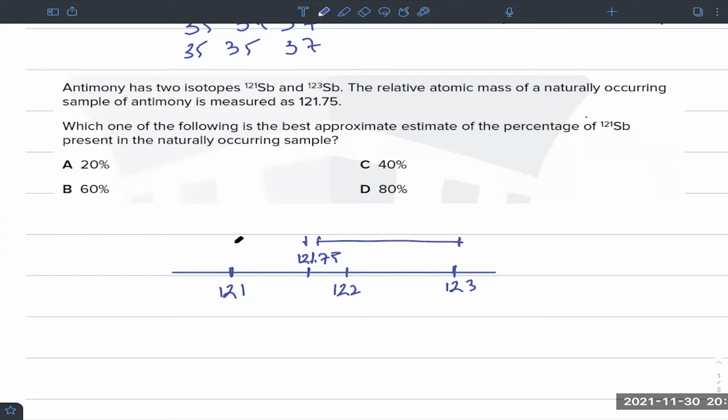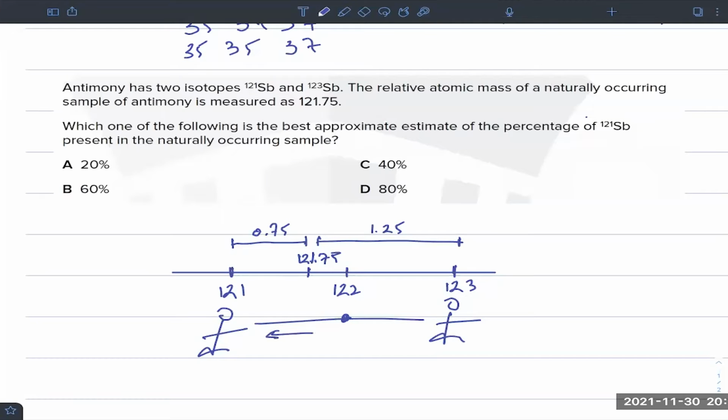How far is this from this, and how far is this from this? So this is 0.75 and this is 1.25. Okay, that is how far they are. Now, think of it like a tug of war. There is one team here and one team here, and they're pulling on the mean. If they're 50-50, the pull will be in the middle. But if this guy is pulling it more, then it will go towards that.